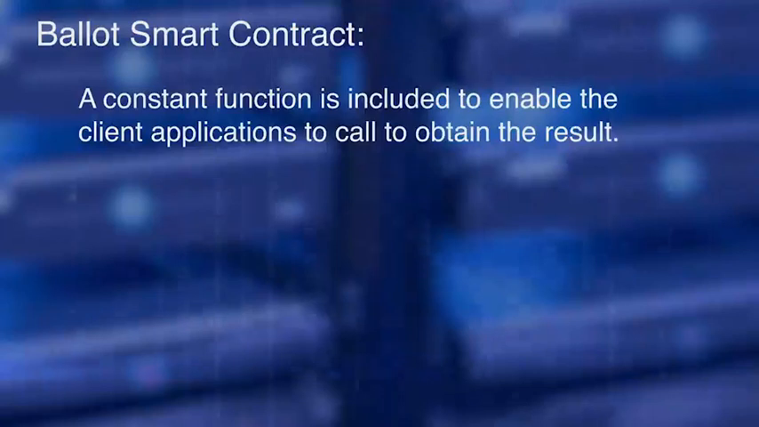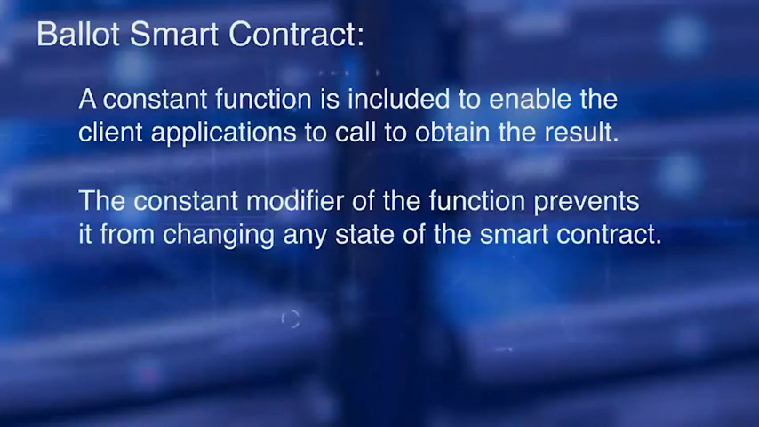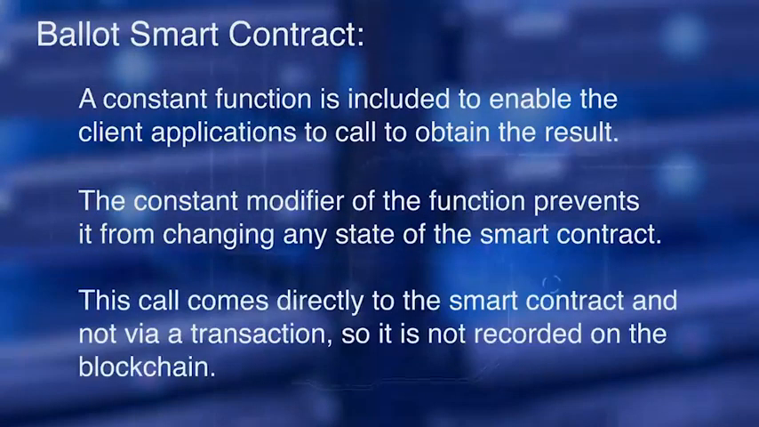A constant function is included to enable the client applications to call to obtain the result. The constant modifier of the function prevents it from changing any state of the smart contract. More importantly, this call comes directly to the smart contract, not via a transaction, so it is not recorded on the blockchain. Since it does not change the state of the smart contract, there is no need.